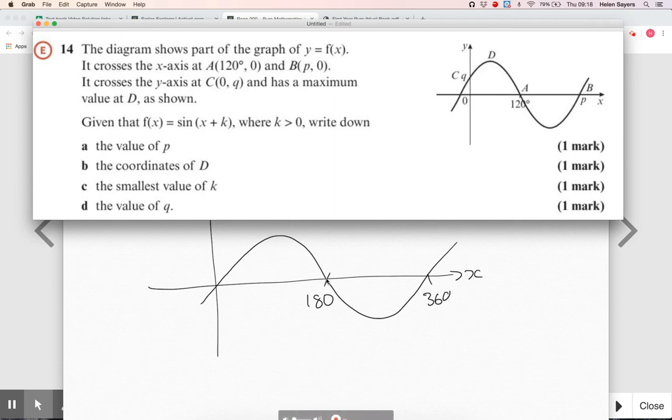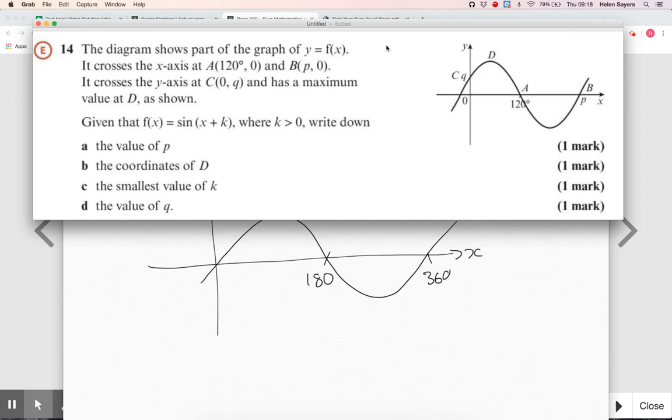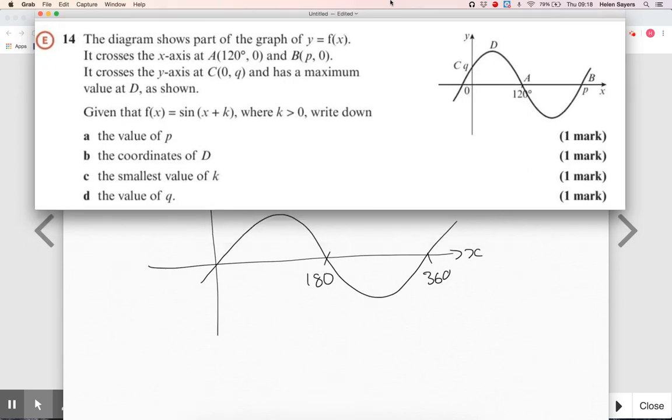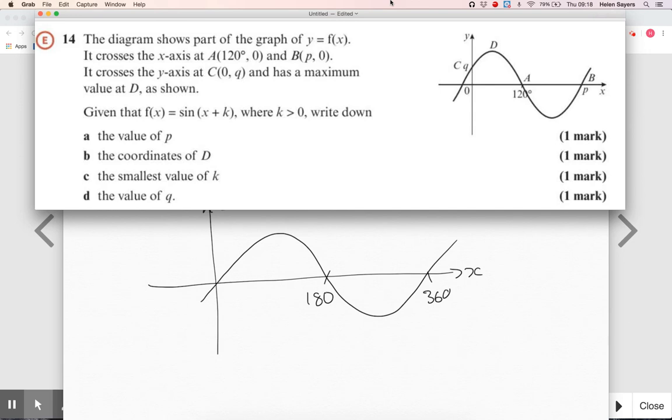So normally that intercept would be at 180. It's moved 60 to the left, so it's moved to 120. So I'm going to say that the equation of that curve is y equals sine of x plus 60, because if it's plus 60 inside the function, that would be 60 to the left.